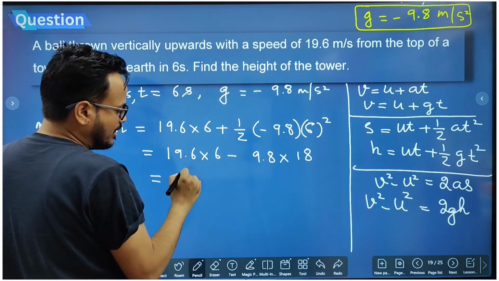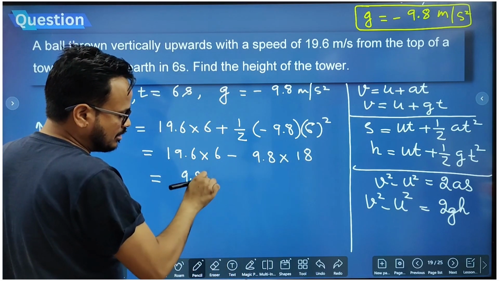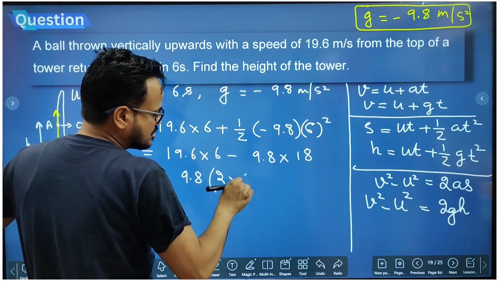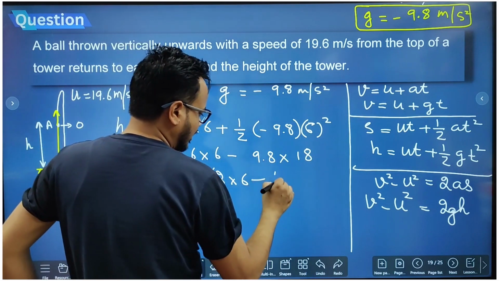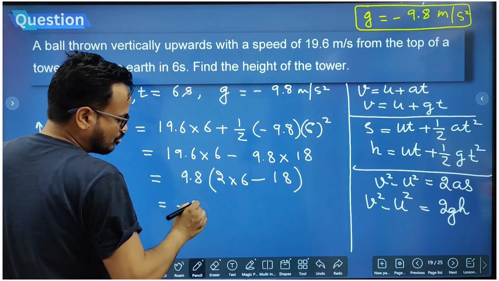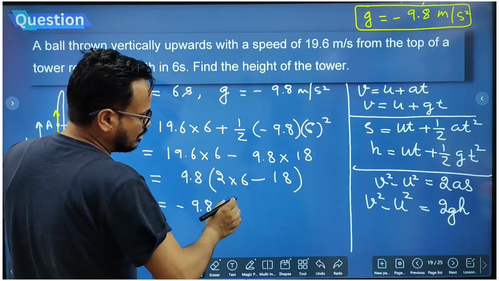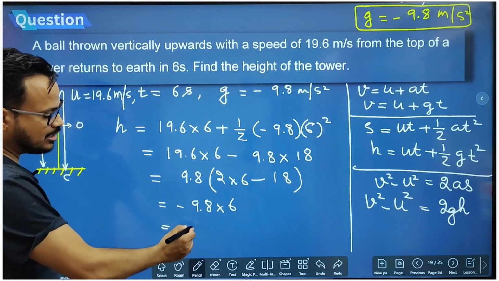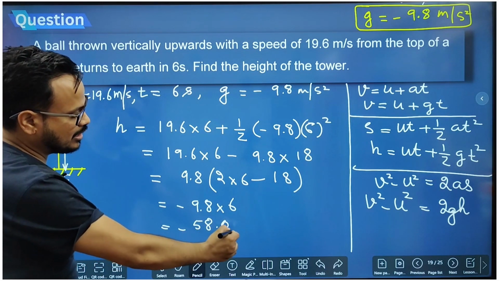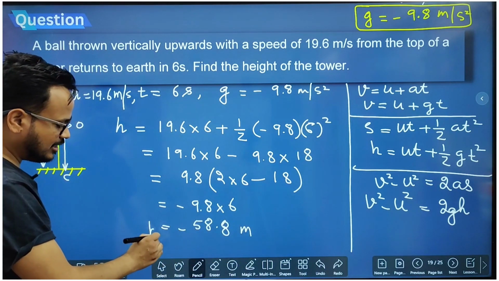So what is common? 9.8 is common because 19.6 is also a multiple of 9.8. So it is 2 into 6, which is 12, minus 18. So 12 minus 18 is minus 6. So minus 9.8 into 6, and that is minus 58.8 meter. Why is it negative?